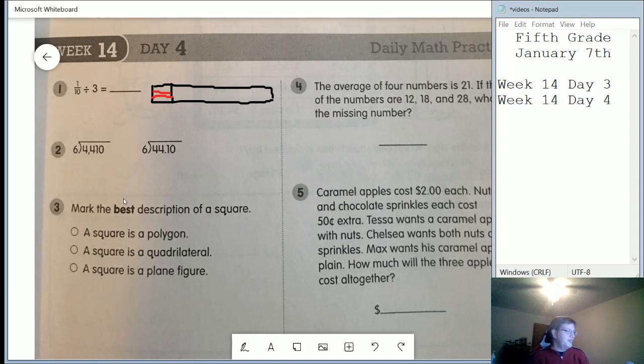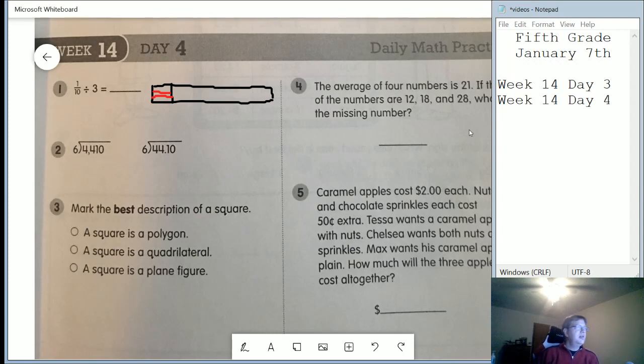So as a review of what we worked on before Christmas break. Number 3, best description of a square. And so there's only going to be one correct answer for that. All 3 of those may work, but which one is the most descriptive for explaining what a square is?